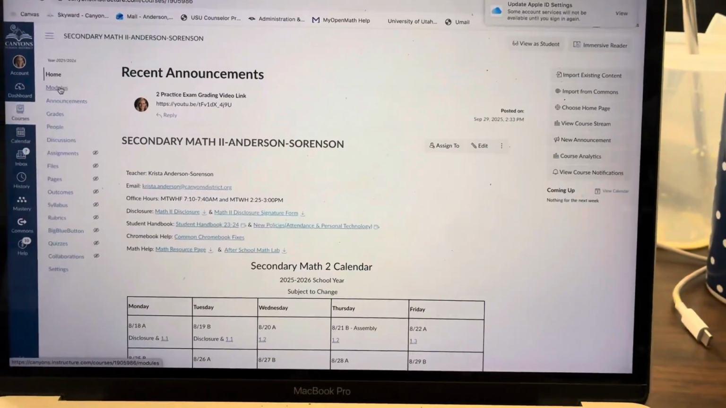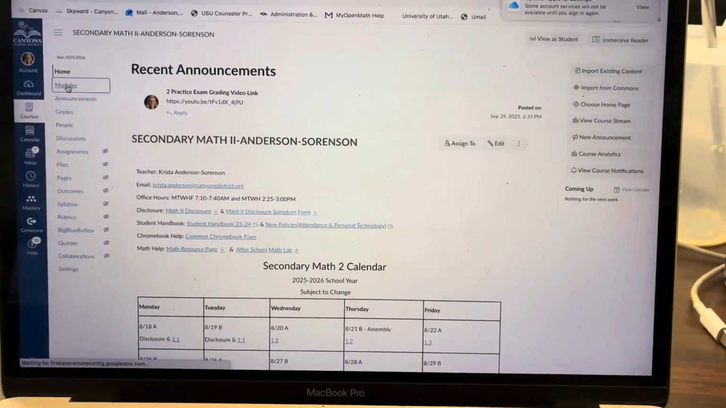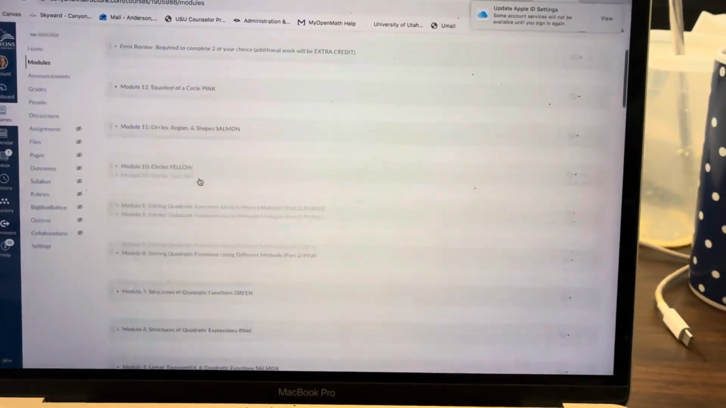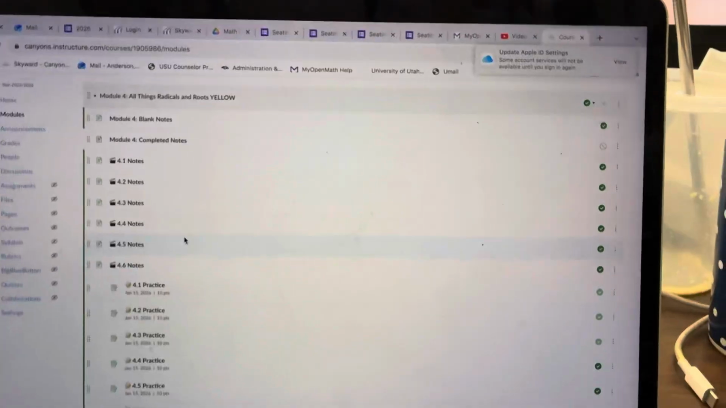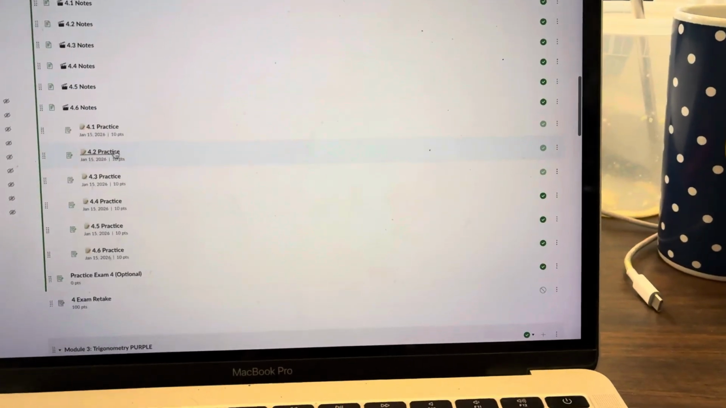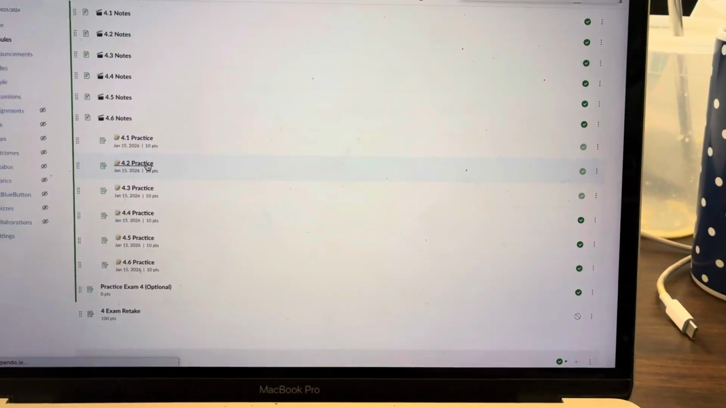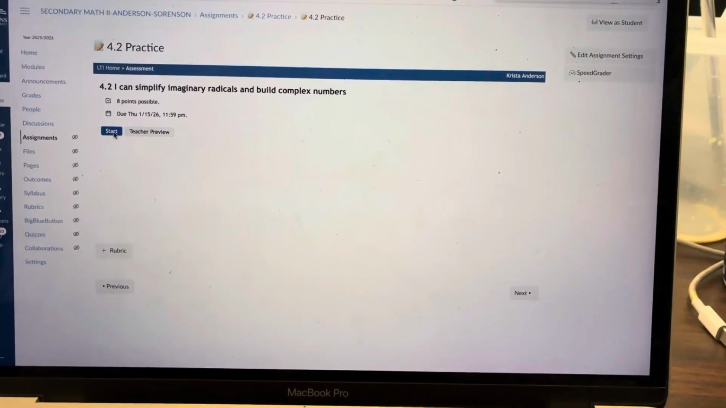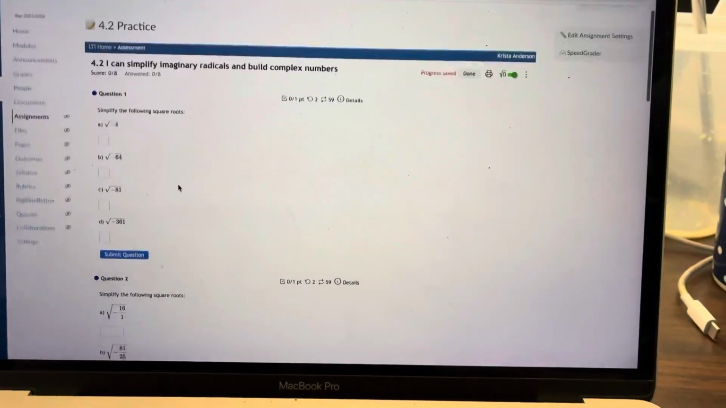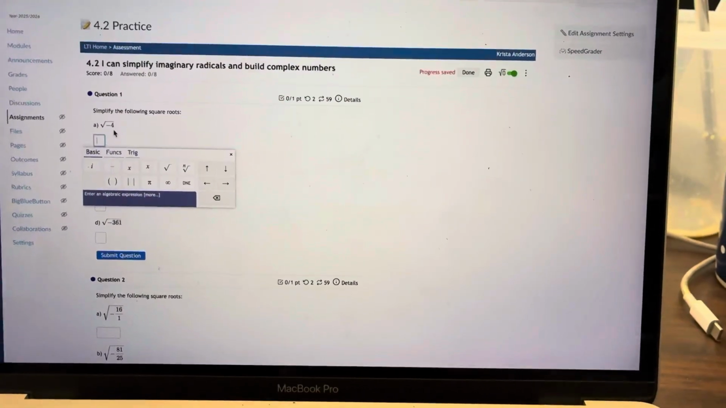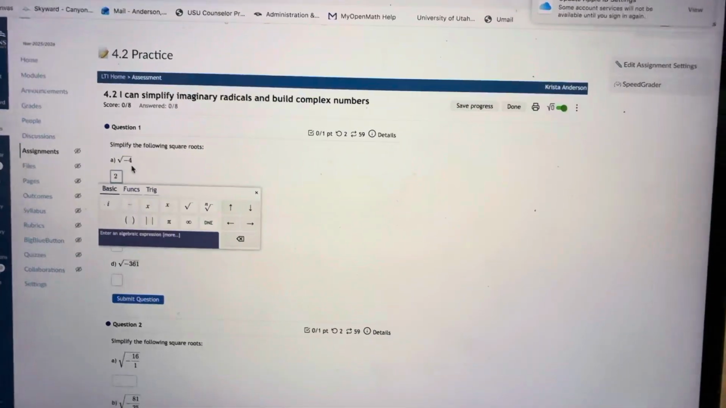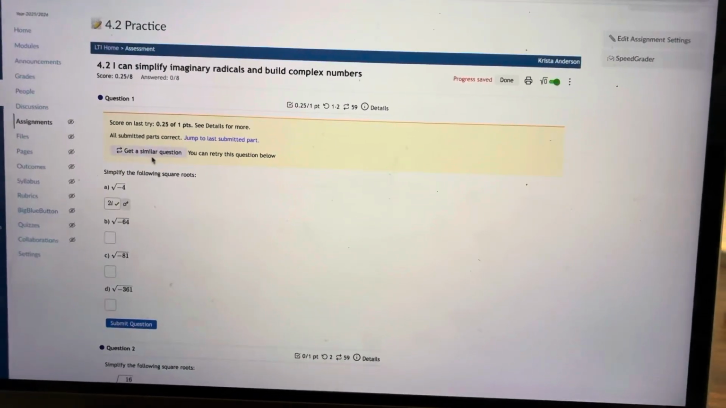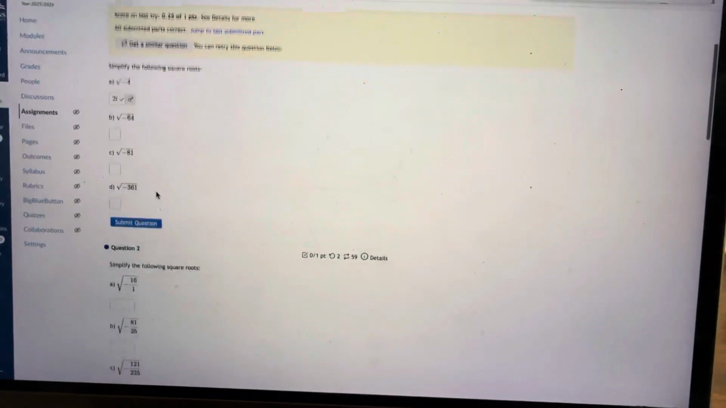On your Canvas page, when you go to modules, and you go to your assignment for today, the 4.2 practice, when you do the questions, the square root of 4 would be 2, and the negative is what creates an i. And you would check, and then keep going.